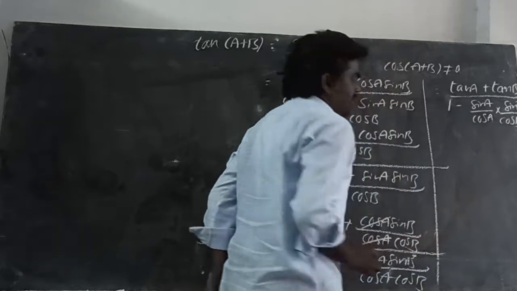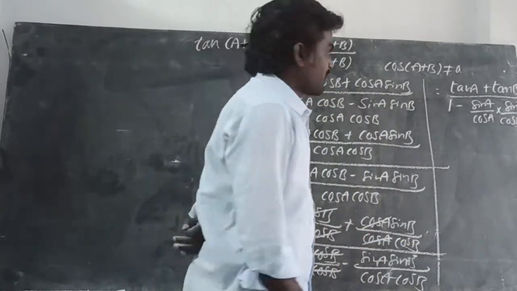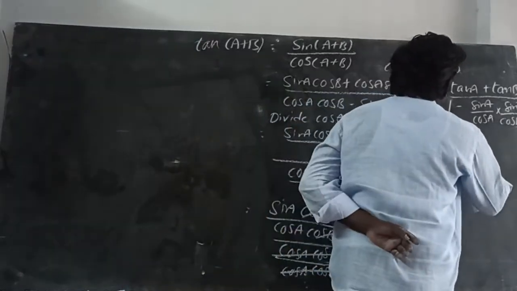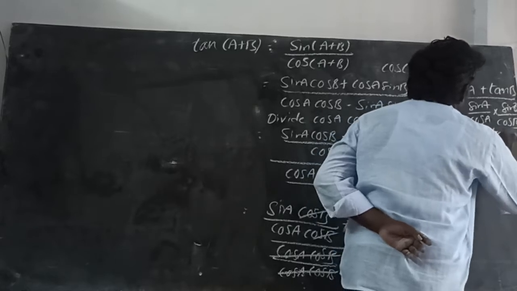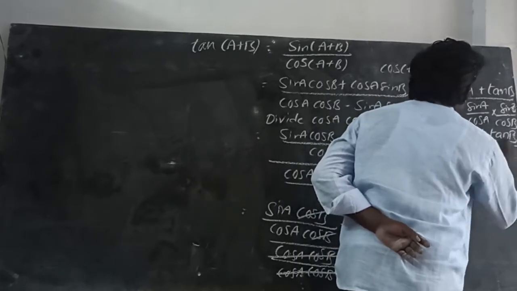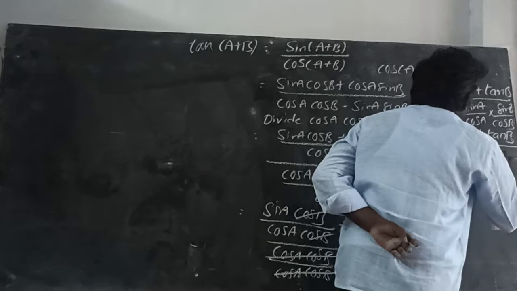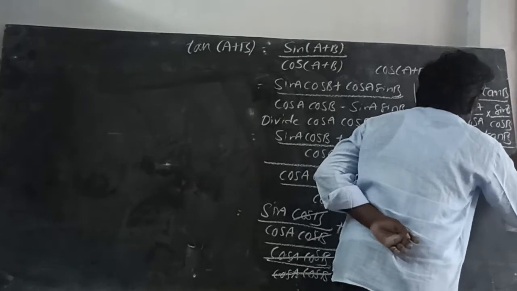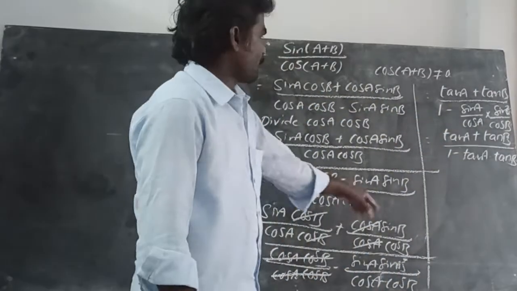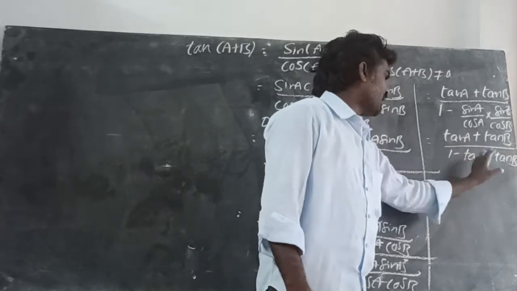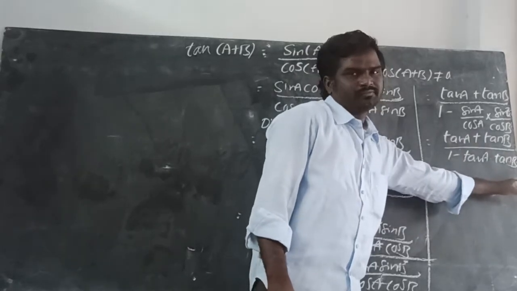So sin A by cos A is tan A, sin B by cos B is tan B, that is tan A plus tan B by 1 minus tan A tan B. So the formula: tan of A plus B is equal to tan A plus tan B by 1 minus tan A tan B.